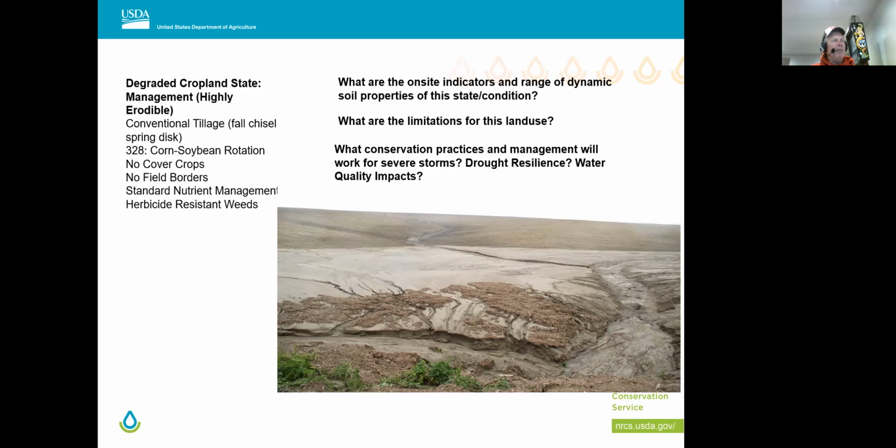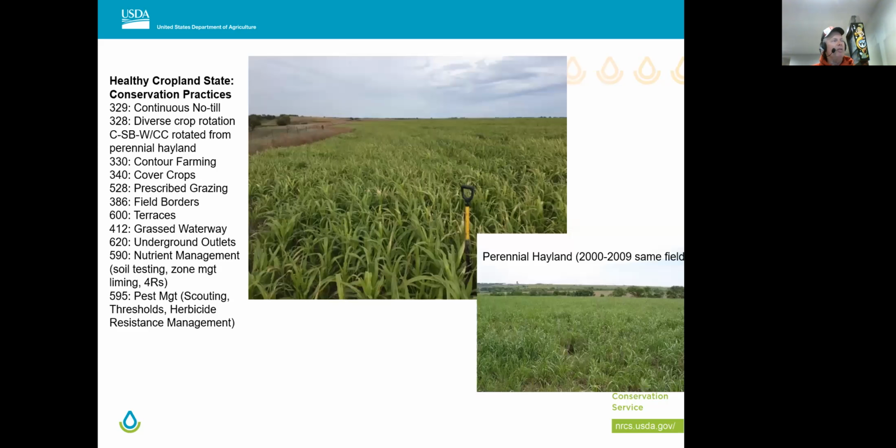What practices and management will work for these severe storms like you see here? How can we improve for drought resilience or water quality impacts? How can moving the needle from one set of management to another improve these conditions?